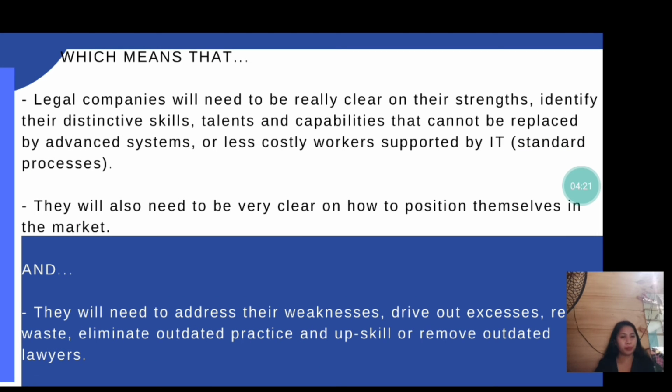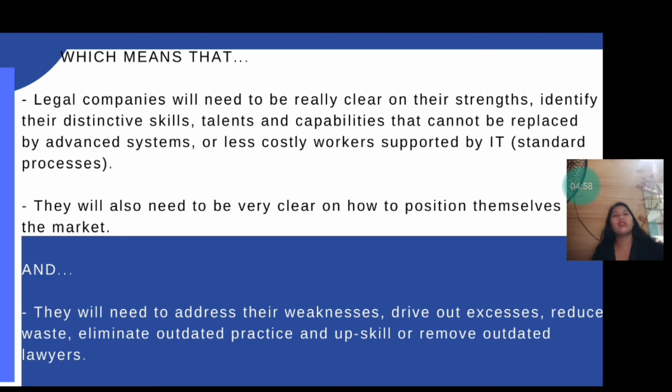Which means that legal companies will need to be really clear on their strengths, identify their distinctive skills, talents, and capabilities that cannot be replaced by advanced systems or less costly workers supported by IT or standard processes. They will also need to be very clear on how to position themselves in the market, and they will need to address their weaknesses, drive out excesses, reduce waste, eliminate outdated practice, and upskill to remove outdated lawyering.